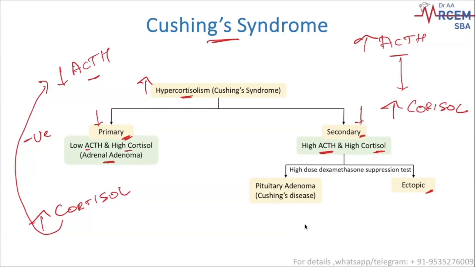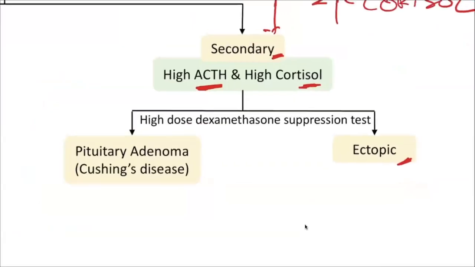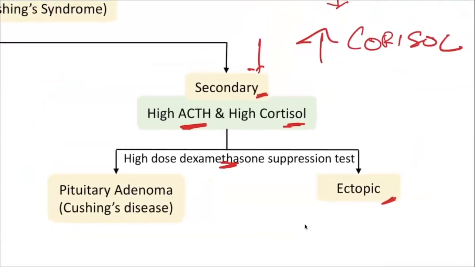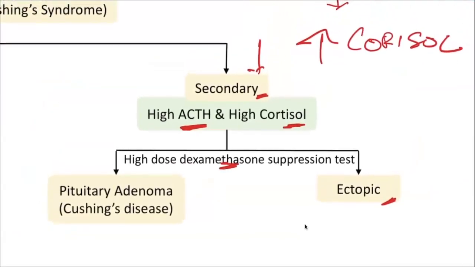How do you differentiate whether the increased amount of ACTH is from the pituitary gland or from ectopic secretion? What you can do is give a large amount of steroids to the patient, that is dexamethasone. This is known as the high dose dexamethasone suppression test. Give a large amount of steroid to the patient, then recheck the ACTH values.